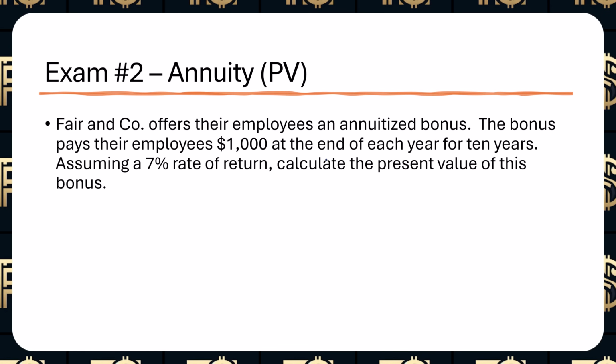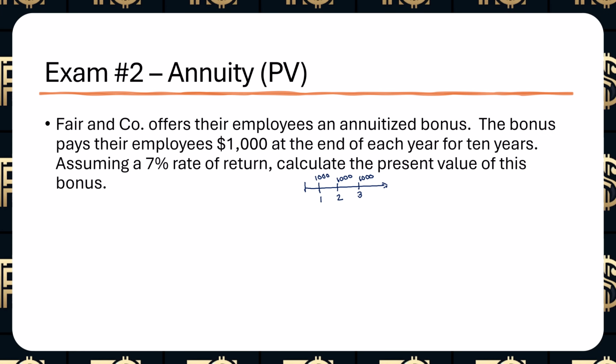Fair & Co. offers their employees an annuitized bonus. The bonus pays their employees $1,000 at the end of each year for 10 years. Assuming a 7% rate of return, calculate the present value of this bonus. Once again, this is an annuity. It's an ordinary annuity because the cash flows are being made at the end of every period. We could draw the timeline for this example. And what we would see is that at the end of every year, this individual would be receiving $1,000. Our objective here is to find the value of this bonus today.